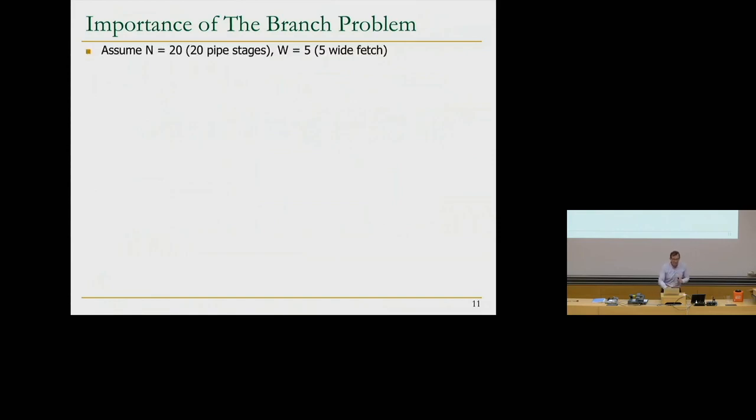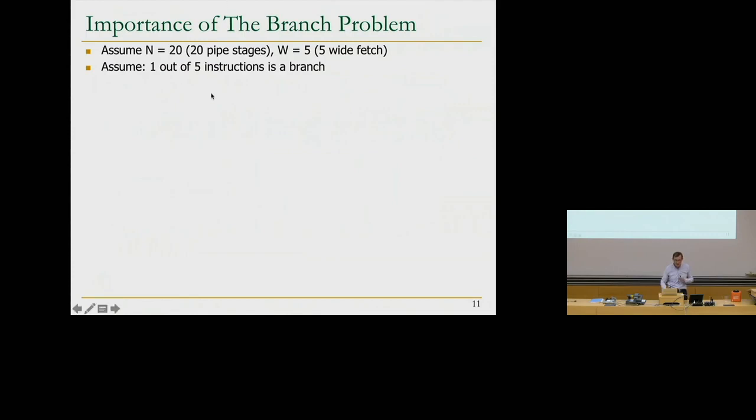Assume we have n equals 20, a branch resolves after 20 pipeline stages, which is not unreasonable. Pentium 4, a branch resolved after 20 pipeline stages. Pentium 4++, Prescott, the pipeline length was 29 stages, actually. And your width is 5 wide. I picked 5 here because it's going to make the calculations easier. What is our IPC going to be?